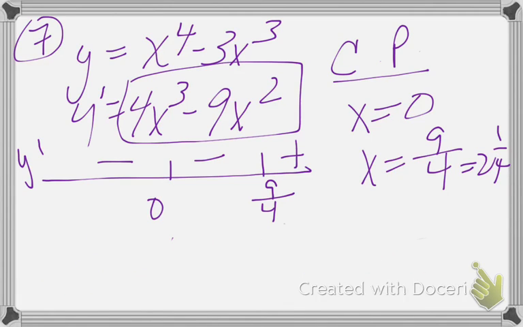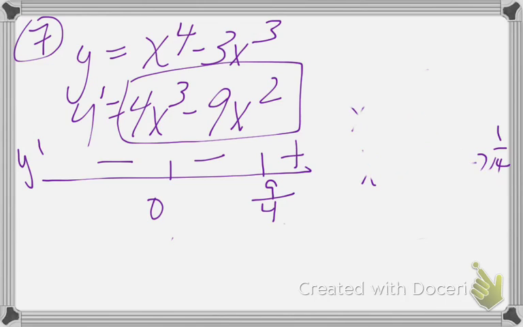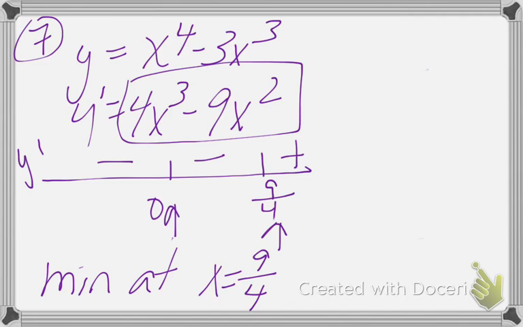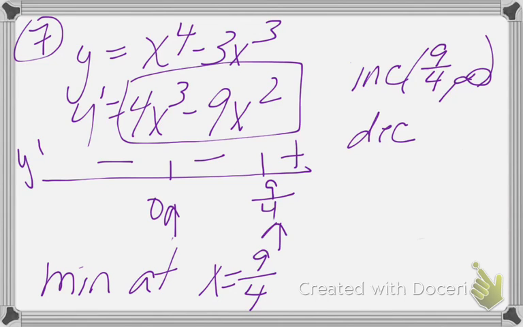Okay, so the next part of the question was max and mins. There's a sign change here at 9/4, so it went from decreasing to increasing. So I can say there is a min at x equals 9 over 4. And over here at 0 there was no sign change, so it just means that the slope is 0 there, no max or min. Okay, intervals of increasing and decreasing. So it's increasing from 9 over 4 to infinity, and it's decreasing from negative infinity until it gets to 9/4.